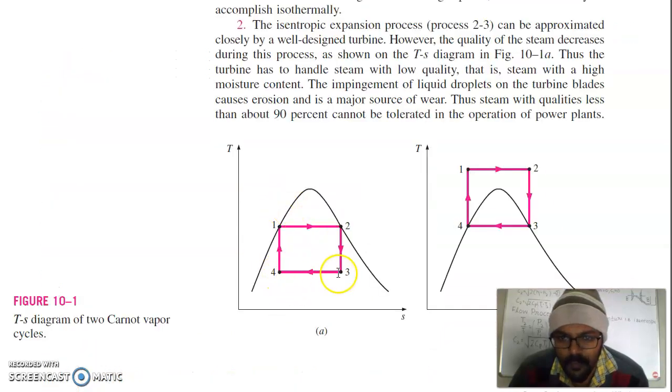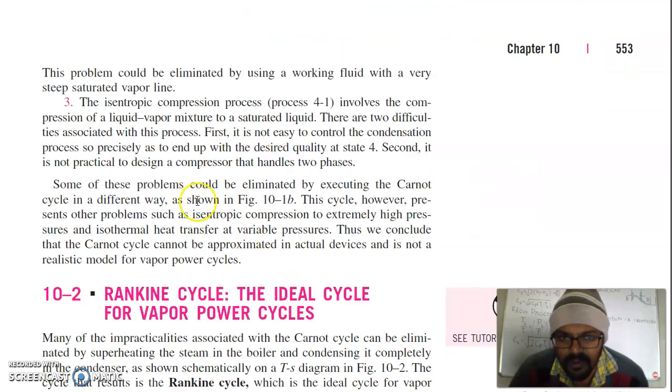After 3 to 4, which is your heat rejection, at 4 you have to compress the two-phase mixture. It means you have to compress liquid as well as vapor, and there is no actual device which can compress a two-phase mixture. So first, it is not easy to control the condensation process so precisely as to end up with the desired quality at state 4. Second, it is not practical to design a compressor that handles two phases.